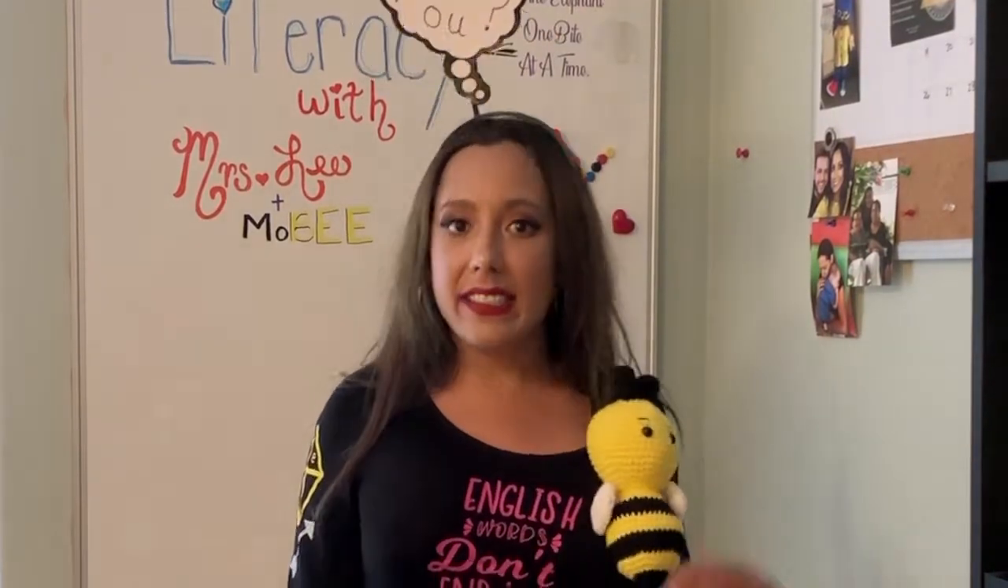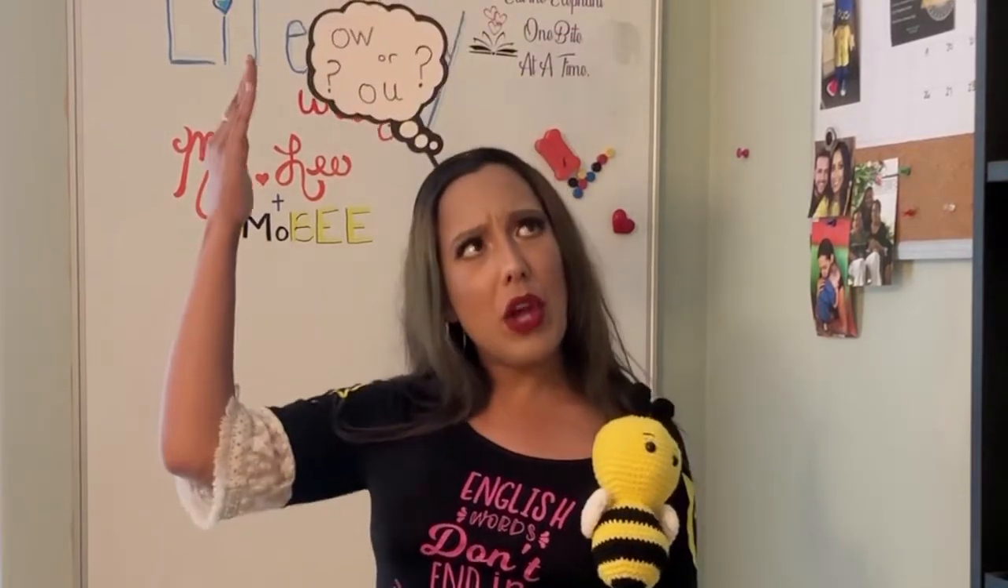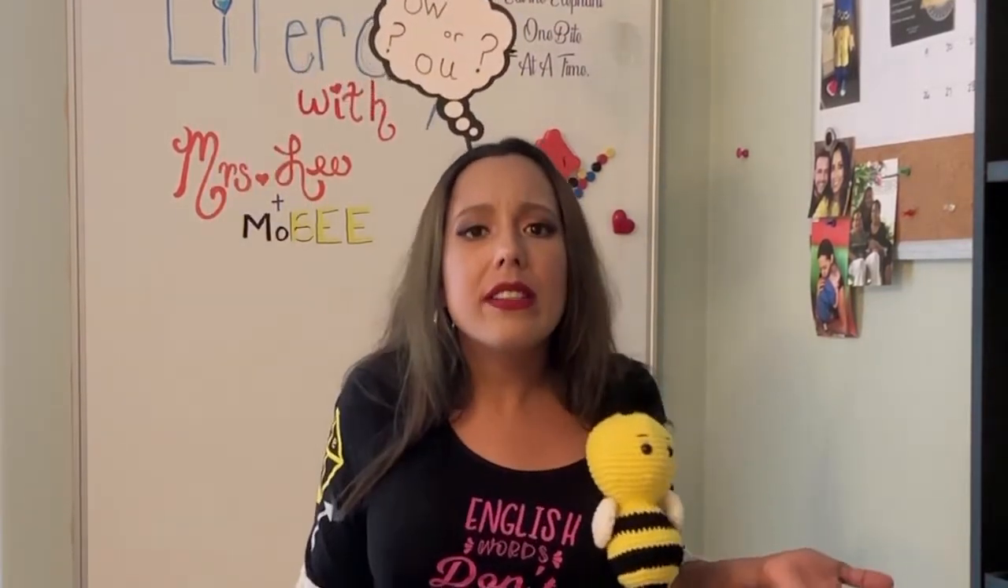In today's episode, we are going to be learning about the ow sound. Is ow spelled O-W or is it spelled O-U? Now, before we get started, I need to tell you that the ow sound is actually a diphthong. Say it with me, diphthong, which means it has two vowels that make a unique sound. It's neither a long vowel or a short vowel. It makes its own sound.